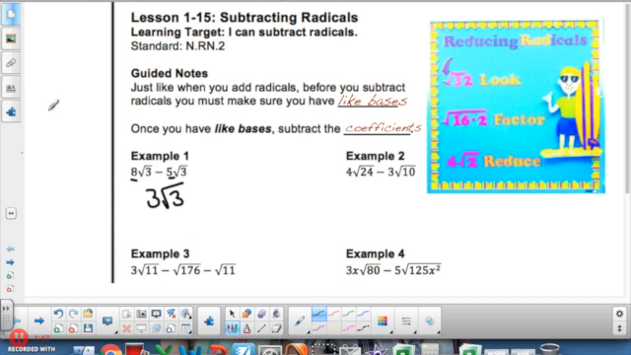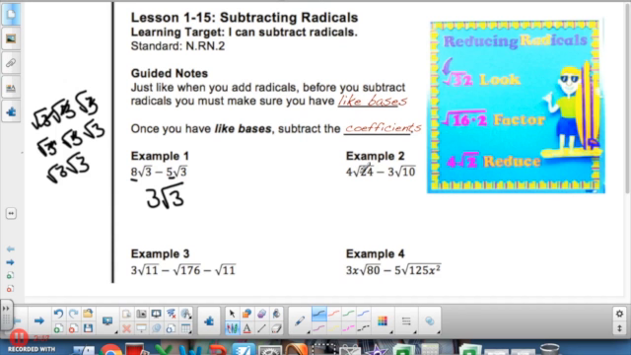I could get more complicated and say, okay, remember this 8 root 3 means 8 times root of 3. So I've got 8 little roots of 3 over here. 1, 2, 3, 4, 5, 6, 7, 8. And when I subtract 5 roots of 3, that means I'm taking away 1, 2, 3, 4, 5 of them, which leaves me with 1, 2, 3 roots of 3, which we write this way. So let's go to one that's a little bit more complicated.